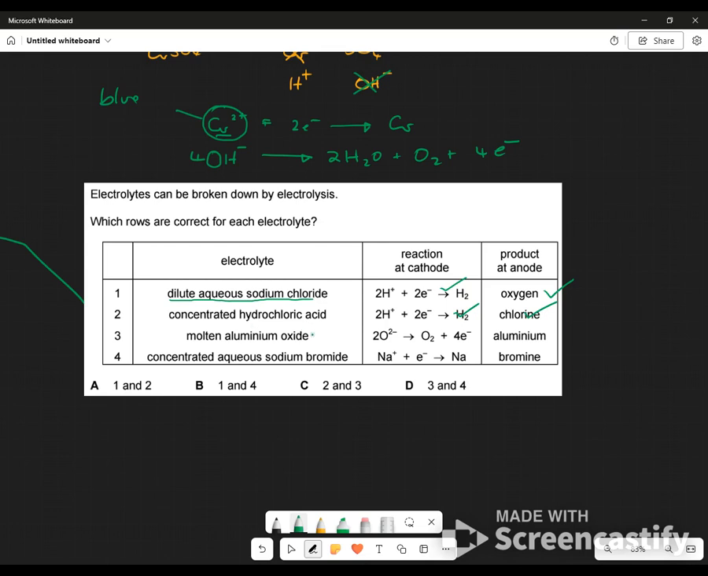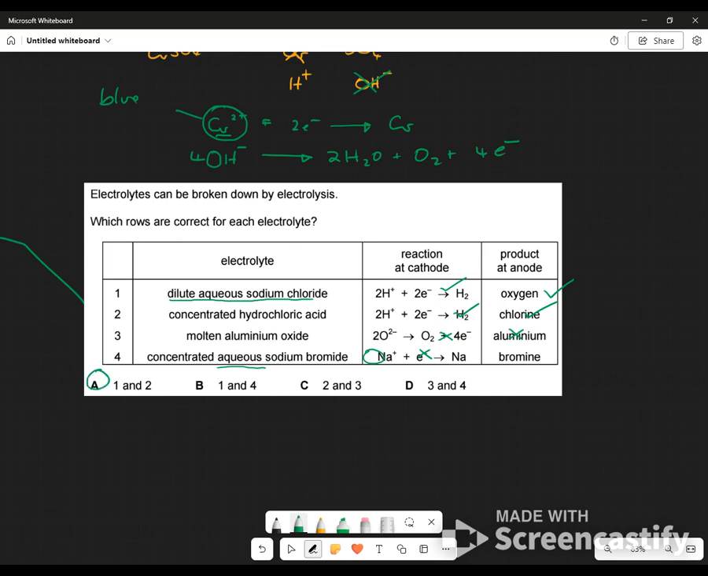Molten aluminium oxide at the cathode, no. You get the aluminium at the cathode and the product at the anode is oxygen. So that's wrong. Concentrated sodium bromide, no. You'll never get sodium, all right? And you will get bromine there, but you won't get sodium. Because it's still aqueous, you'll always get hydrogen. You'll never get sodium. All right, so it's 1 and 2. So the answer is A.